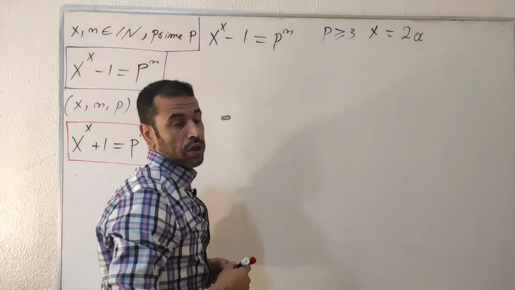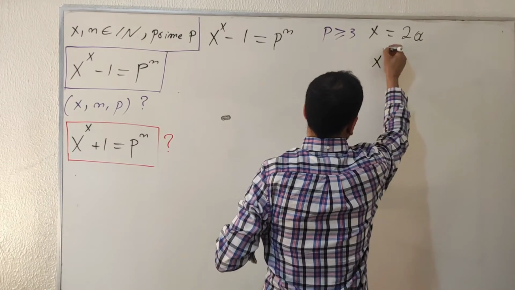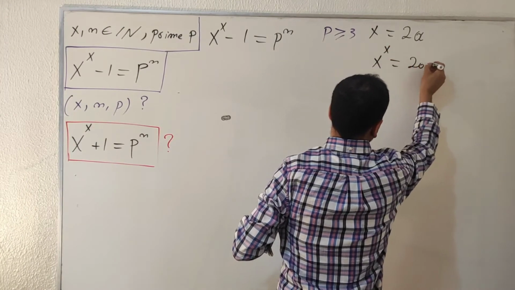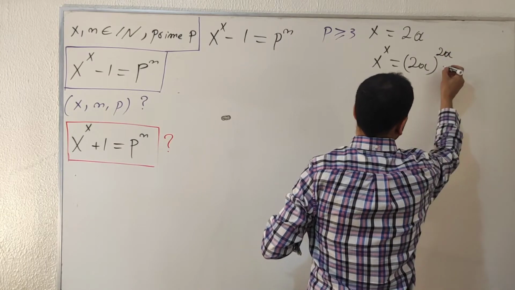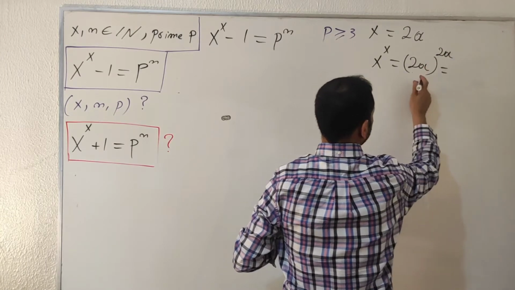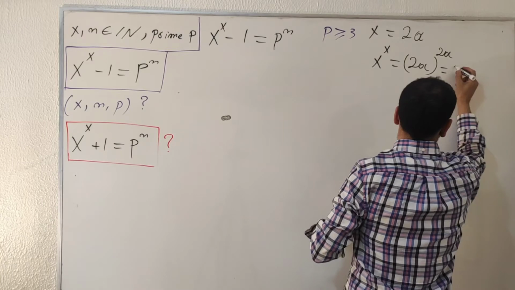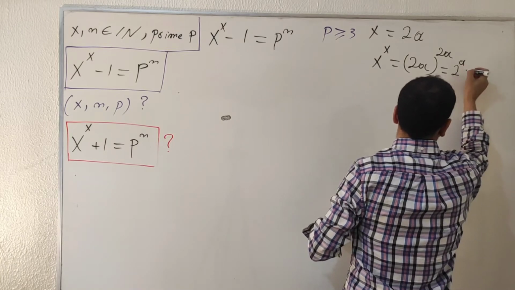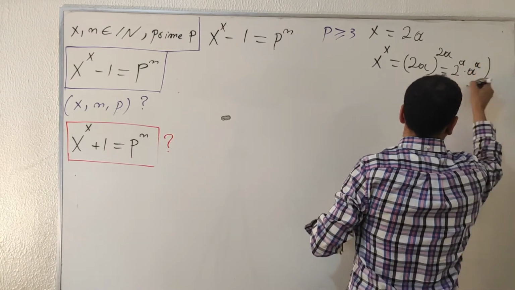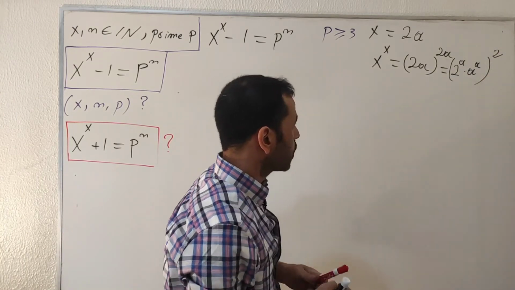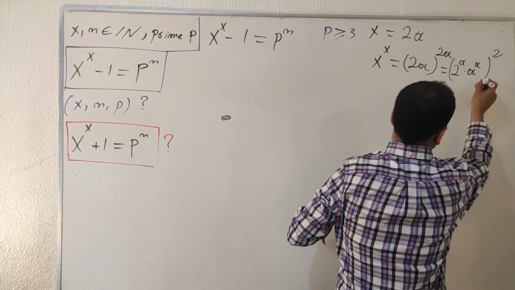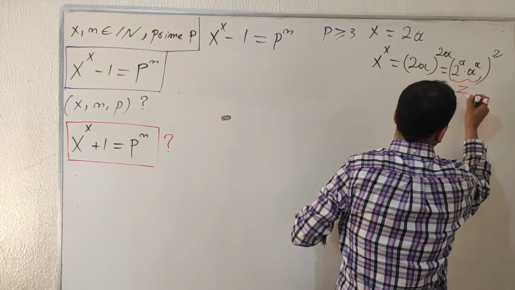But we have x to the x, which means I will have x to the x equals (2a) to the 2a, like this. Then I'm going to use a small trick here. I'm going to put this one in the form of (2 to the a multiplied by a to the a), all raised to the power 2. Then I'm going to take this value and call it z.